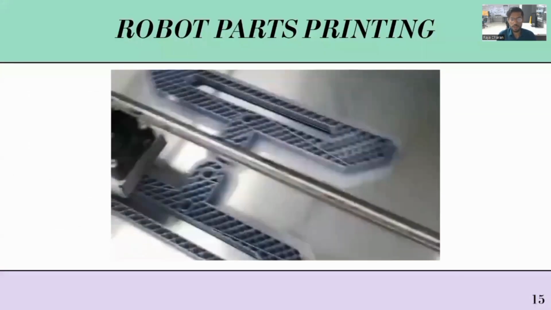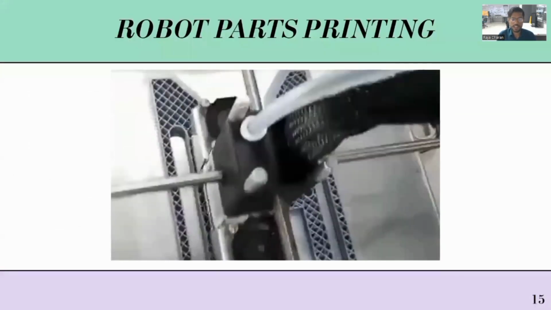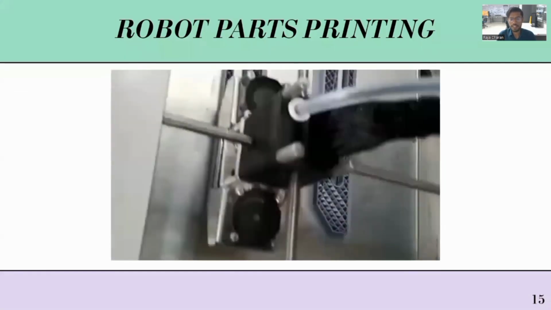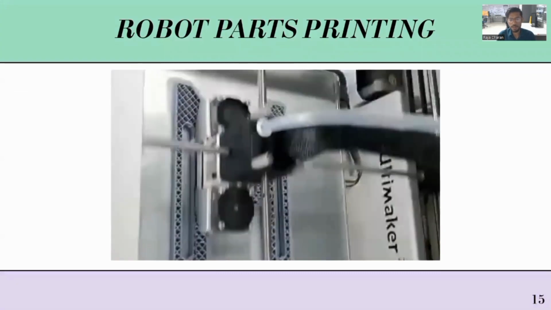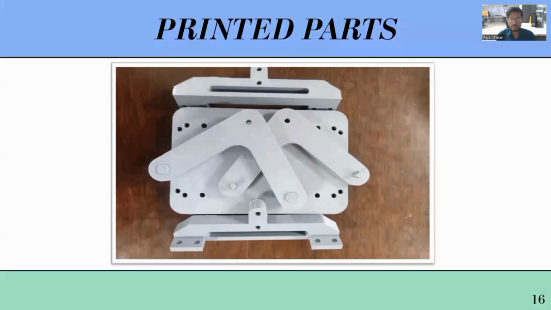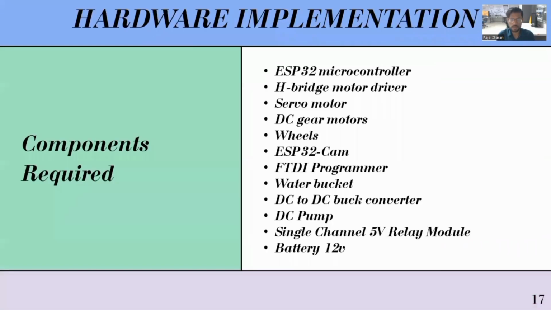So this is how we print our design parts. In the previous slide, I showed you the design parts, and this is the printing of these parts. We printed these parts using a 3D printer. After printing, we get the printed parts. You are seeing that these are the printed parts that we printed using a 3D printer.